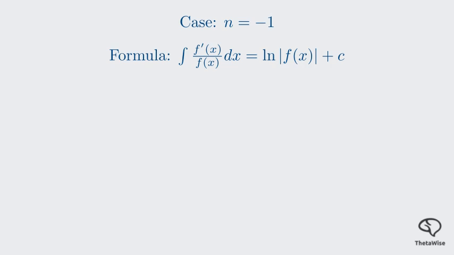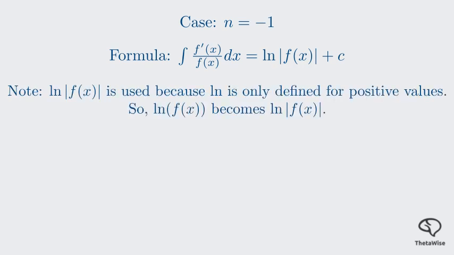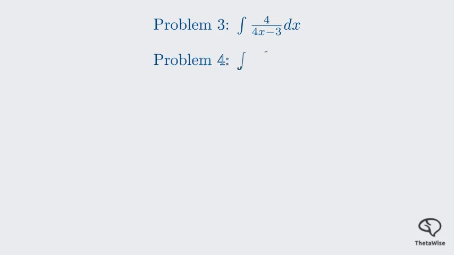Let's break this down. The pattern to look for here is a fraction where the derivative of the function in the denominator is present in the numerator. If you see this, you immediately know the answer is the natural log of the denominator. It's important to include the absolute value bars around f of x because the natural logarithm is only defined for positive numbers. Let's apply this new formula to problems 3 and 4. The third problem is the integral of 4 divided by 4x minus 3. The fourth problem is the integral of 1 divided by 4x minus 3.